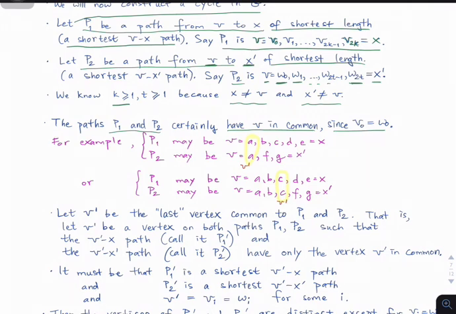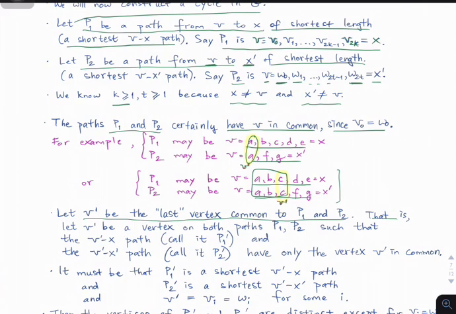So for some examples, imagine that P1 could be this path, and then P2 can be this path, where only the very first vertex is in common. Or P1 might be A, B, C, D, E, and P2 might be A, B, C, F, G, where the first three vertices are in common. Now let v prime be the last vertex common to P1 and P2. So in this example, v prime is the very first vertex, but in the second example, v prime is the third vertex.